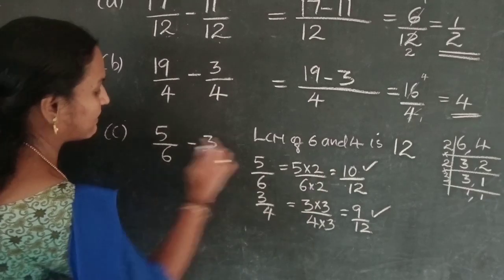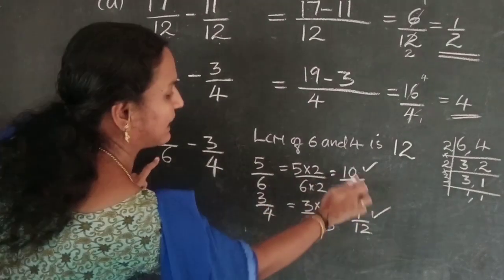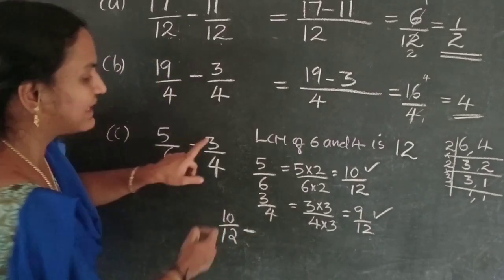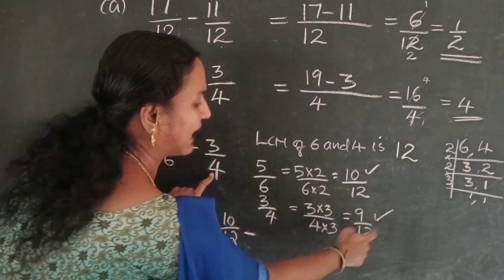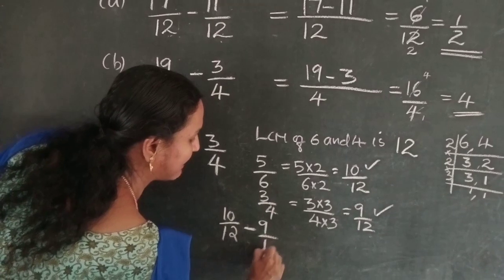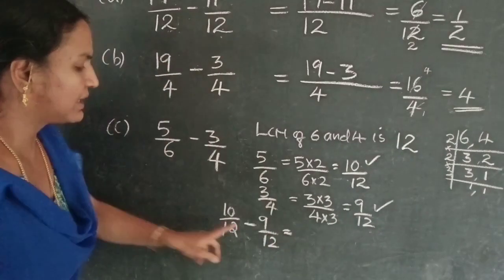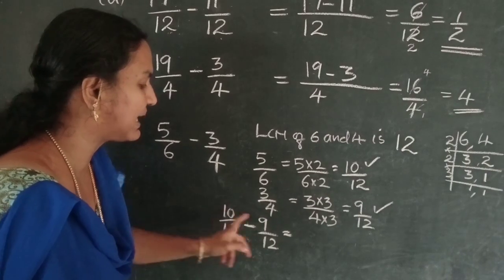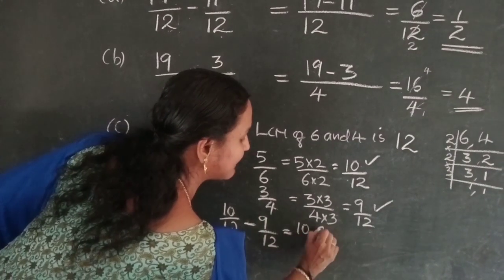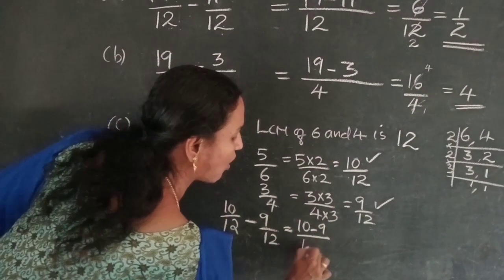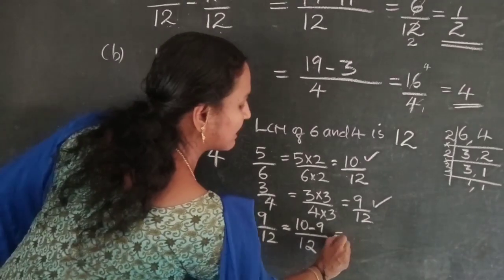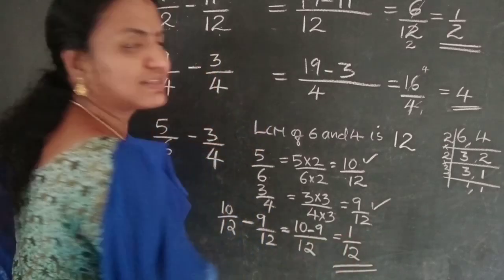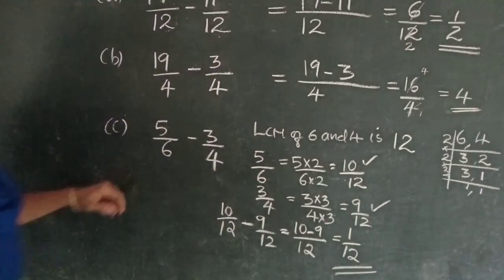So 5 by 6 is equal to 10 by 12. And 3 by 4 is equal to 9 by 12. So 10 by 12 minus 9 by 12. Here the denominators are same. So subtract the numerators, 10 minus 9, divided by the common denominator 12. 10 minus 9 is 1. 1 by 12. The answer is 1 by 12.